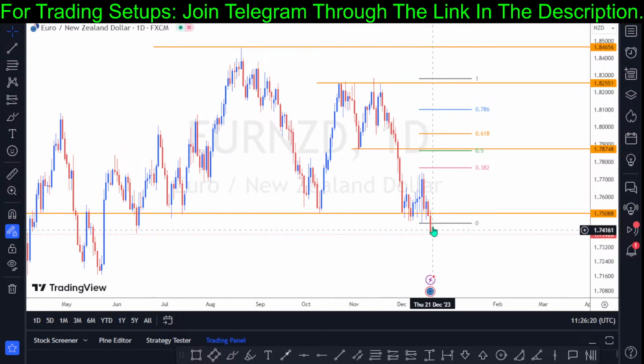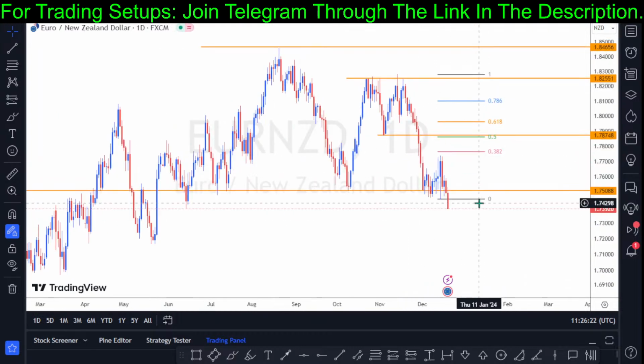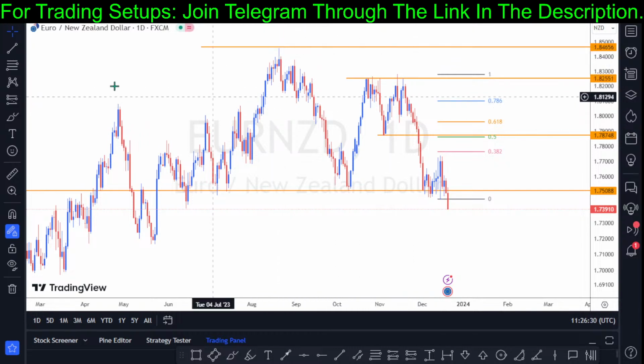Instead, price broke out right here. So price is breaking all the way down. This is a major pattern right from the swing of Monday, the 21st of August 2023. You can see we have multiple head and shoulders, multiple double tops right here. We got the first top right here, the second top right here, and inside we got a double top. We got a double top right here, double top.